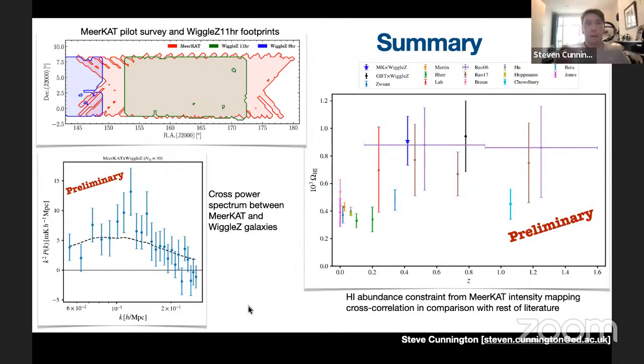Yes, we have Dennis Tramonte. Hi, Steve. Nice talk. You showed the results for the cross-correlation with N equals 30 in the foreground removal. Have you explored the cross-correlation with less aggressive PCA approaches?